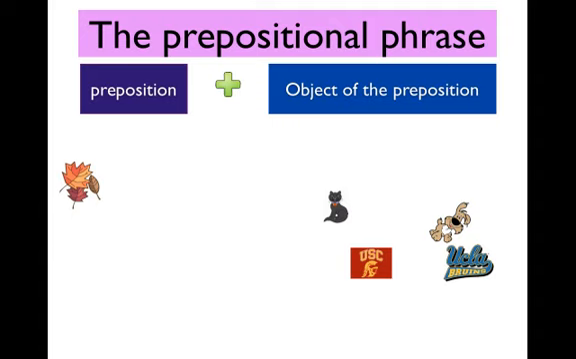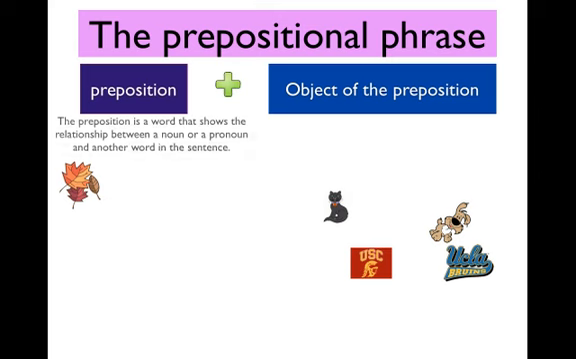So it's made up of a preposition plus the object of the preposition. So what does that mean? We already know that a preposition is a word that shows the relationship between a noun or a pronoun and another word in the sentence. So things like above, between, under, underneath, from, in. Those are all prepositions. We just learned about that.